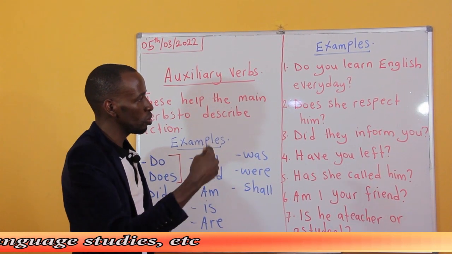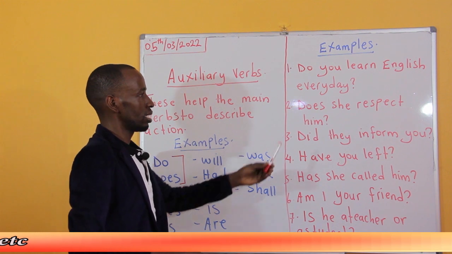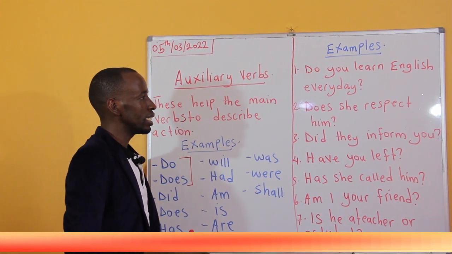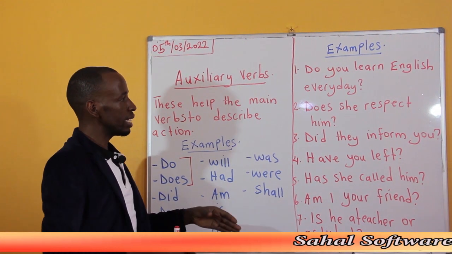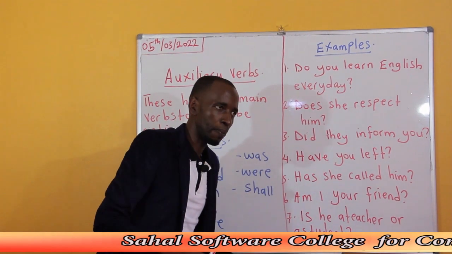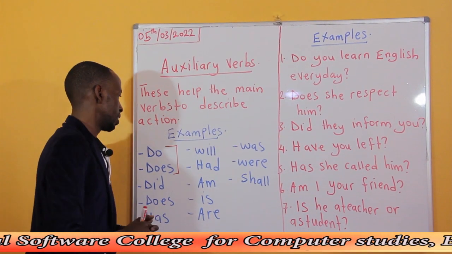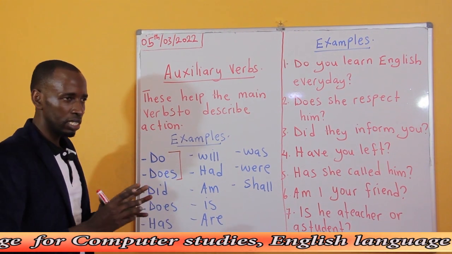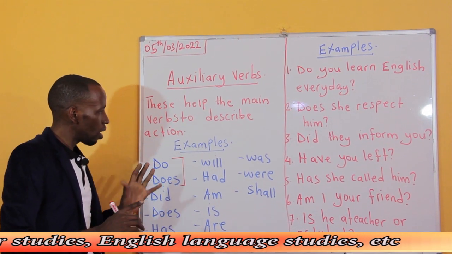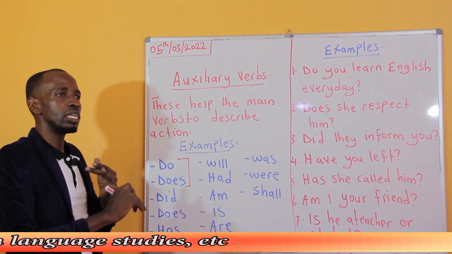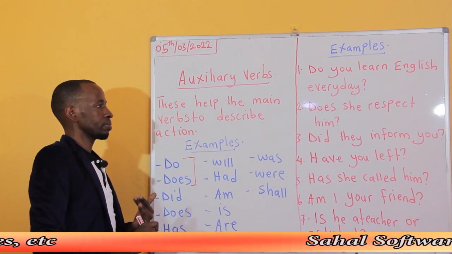Most of the time, we don't repeat "does." If you say, "Yes, she does respect," no. You say, "Yes, she respects him." That's how you can answer. So, do and does, let's first understand how they are used. They are only used in present simple.